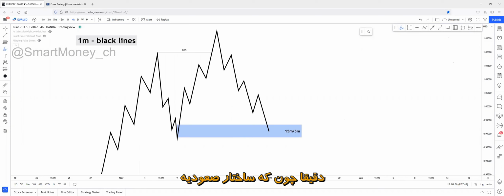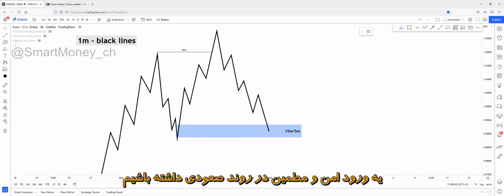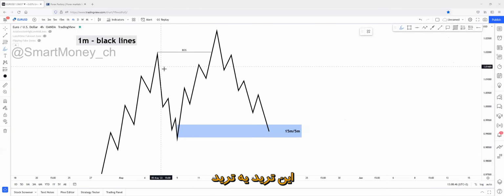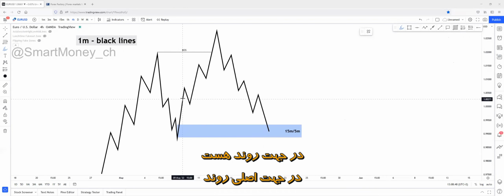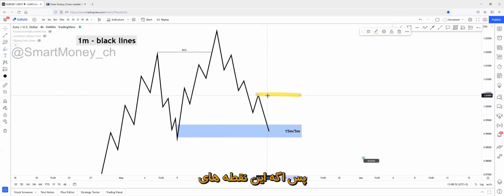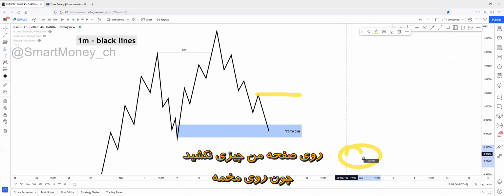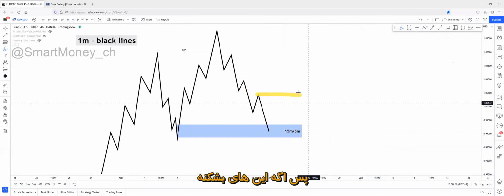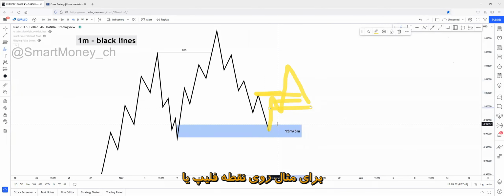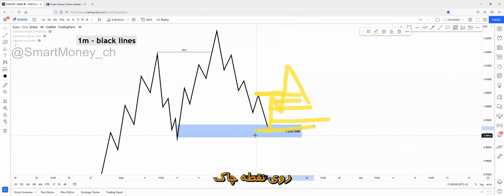Exactly, because structure is bullish. So we need only one change of character and one supply break for a reversal and to safely enter a bullish trade. This isn't a counter trend trade, it's a pro trend, main trend trade. We need only one change of character point or one flip point. So if this high point breaks, then we can safely execute a bullish trade to the upside, for example, on a flip zone or on a change of character point.